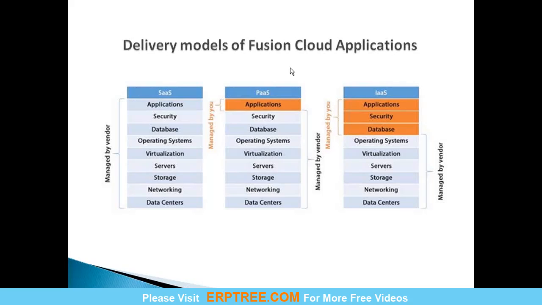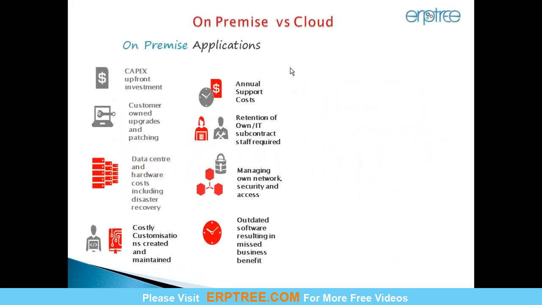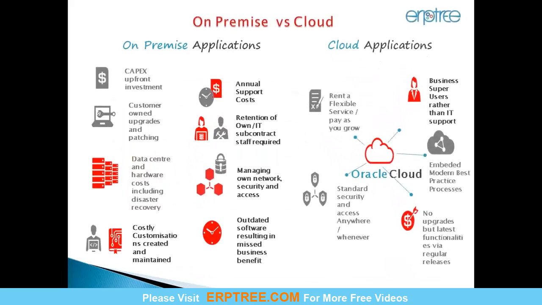Okay, this is all about the different deployment options which you have, and now we'll move on to the other slide which talks about on-premise and cloud. The same points almost we discussed. So here, on-premise, the client has to go with the capex upfront investment. They have to invest a lot for server infrastructure, customer-owned upgrades and patching. So any upgrade the client has to do.